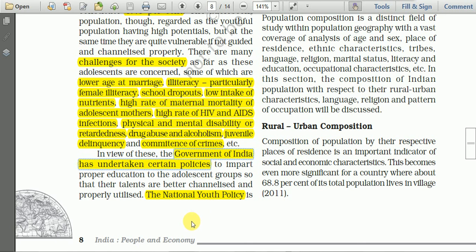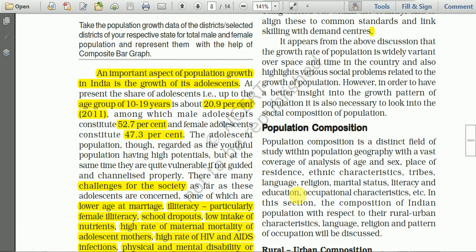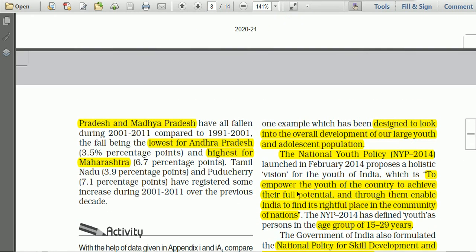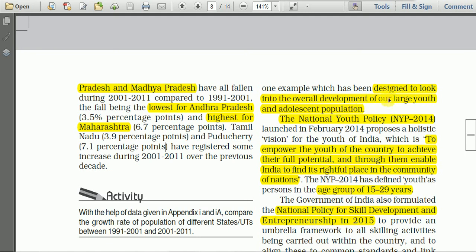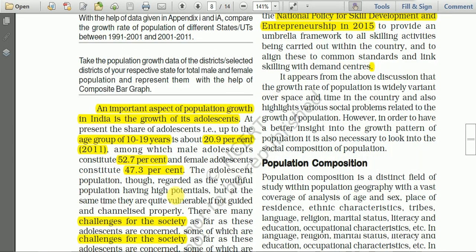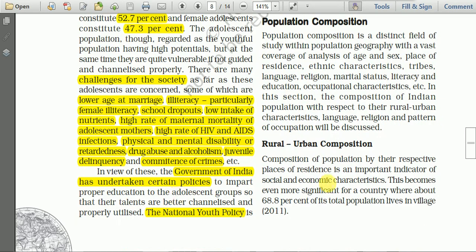In view of these, the government of India has taken certain policies to impart proper education to the adolescent groups so that their talents are better channelized and properly utilized. The National Youth Policy is one example which has been designed to look into the overall development of our large youth and adolescent population. To improve the well-being of the adolescents and the youth, the government of India has been initiating this program, the National Youth Policy.